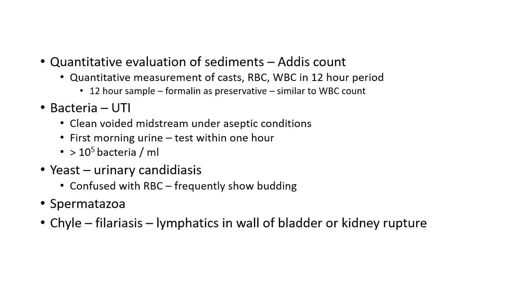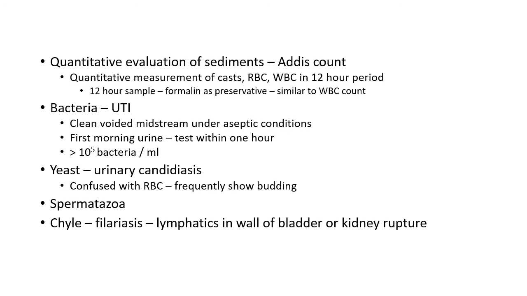Bacteriuria is considered significant when there is presence of more than 10 power 5 bacteria per milliliter of urine. The bacteria present can be either gram-negative or gram-positive. The common ones include Escherichia coli, Proteus species, Streptococcus faecalis, Staphylococcus aureus, etc. Yeasts are seen in urinary candidiasis, but here they are sometimes confused with red blood cells.